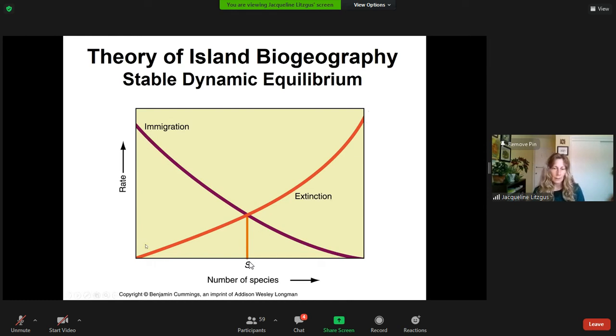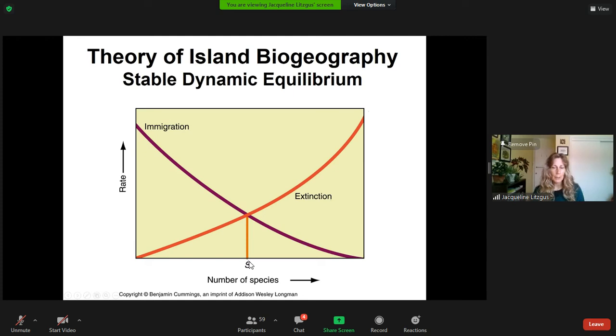And extinction is the opposite sort of shape. They're almost like mirror images of each other. Initially, there's nobody there on the island, so there's nobody available to go extinct. But as more and more species arrive, there are more and more species available to go extinct. So the extinction rate goes up, and things get more and more competitive as well. Where these two lines cross, where immigration and extinction cross, if we go down to the x-axis, that is the equilibrium number of species. That's the equilibrium part.